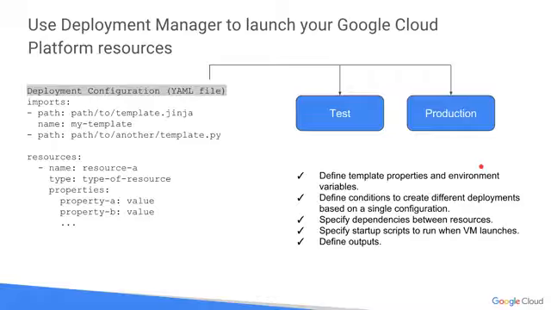You can specify startup scripts that are run when the VM launches. These startup scripts might download software or run other commands to configure the VM. You can declare outputs for the template. For example, you can expose the IP address of a database created in a template so that other scripts can connect to the database. For more information about Deployment Manager, see the Downloads and Resources pane.